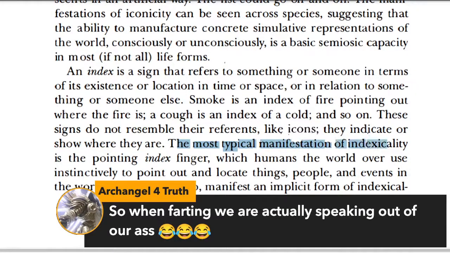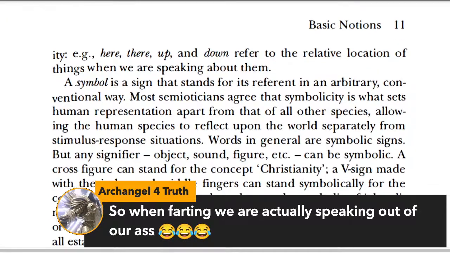The most typical manifestation of indexicality is the pointing index finger. Where is it? So an index shows you where something is in a book, right? An index search result, Google shows you where that web page is. It points to it. It's a pointer, a pointing index finger. So that's a good way to think of an index as a pointer, which humans the world over use instinctively to point out and locate things, people, and events in the world. Many words, too, manifest an implicit form of indexicality. Here, there, up, down refer to the relative location of things when we are speaking about them.